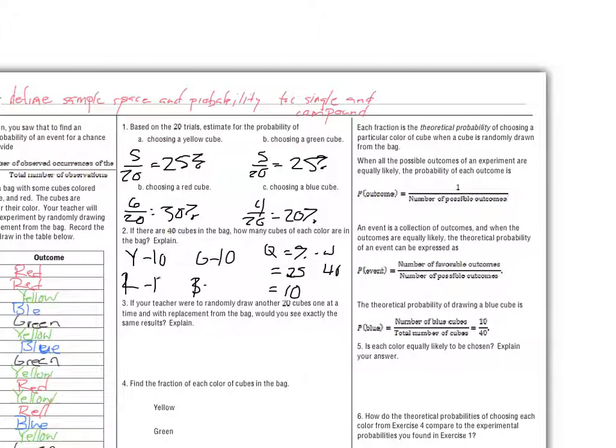This would give me 12, and this would give me 8. This is what I would expect. All right, if I were to randomly draw another 20 cubes, turn and talk with your partner. Do you think I would get the exact same thing, the exact same results next time? Write your answer and explain.